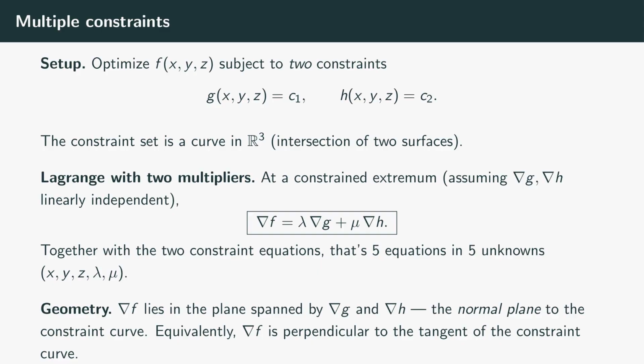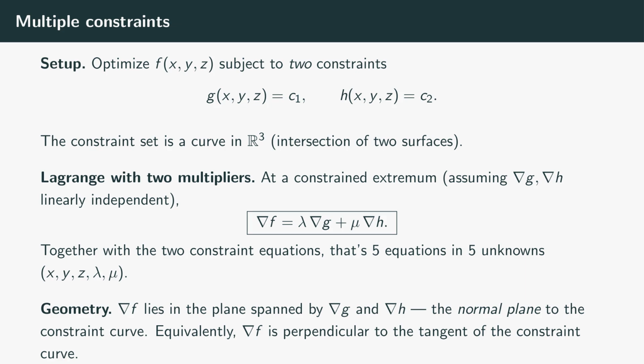One last extension, important enough to flag even if we don't grind through an example. Sometimes you have more than one constraint. Imagine optimizing f of x, y, z subject to two constraints, g equals c sub 1 and h equals c sub 2. Each constraint cuts a surface out of three-dimensional space. Together they intersect in a curve. We want the extremum of f along that curve.